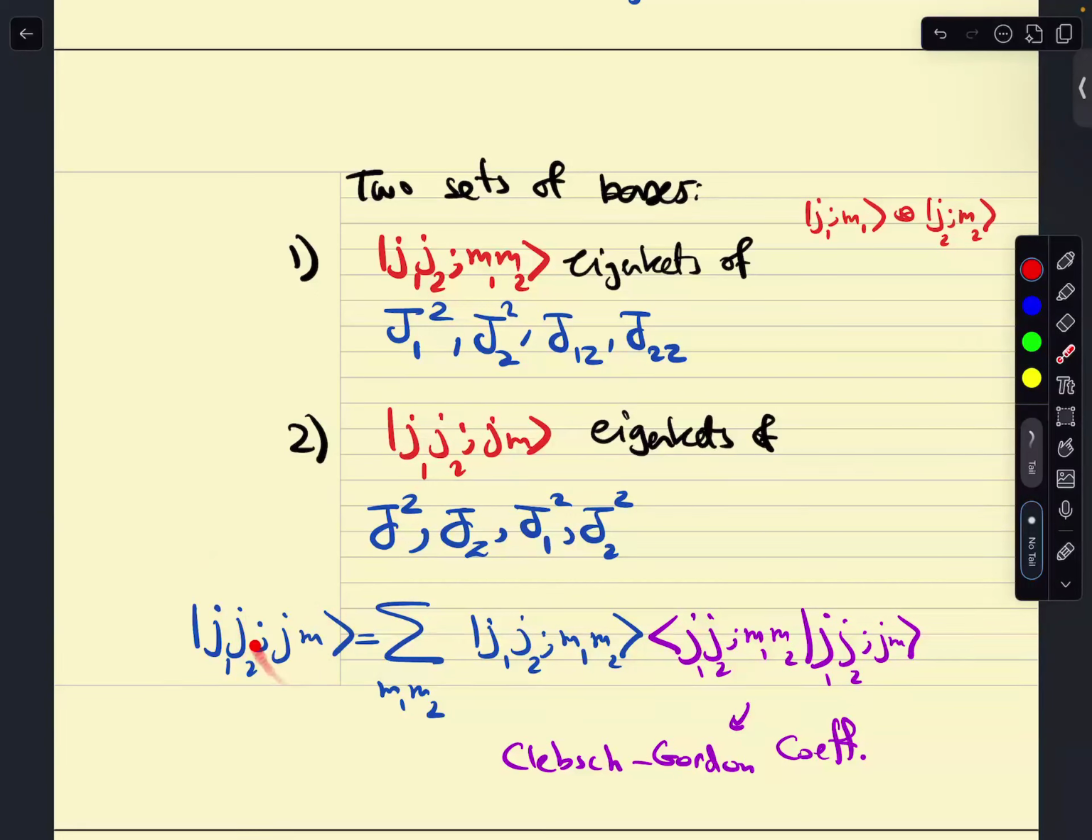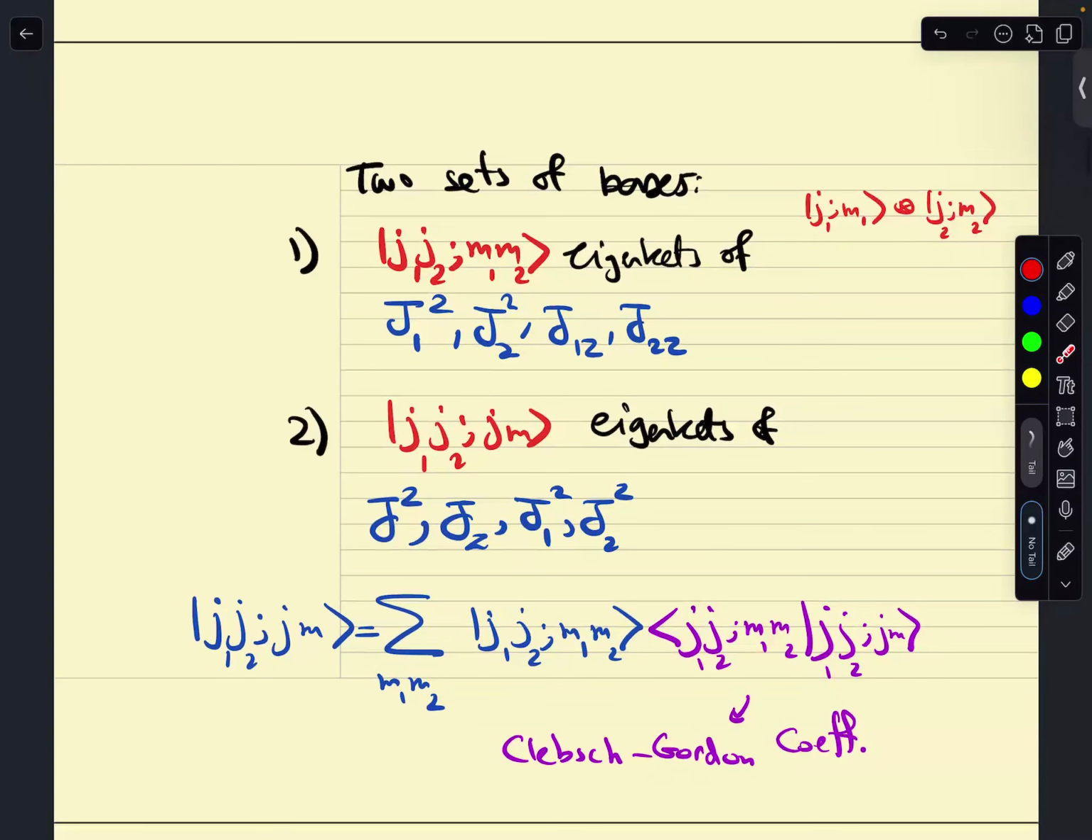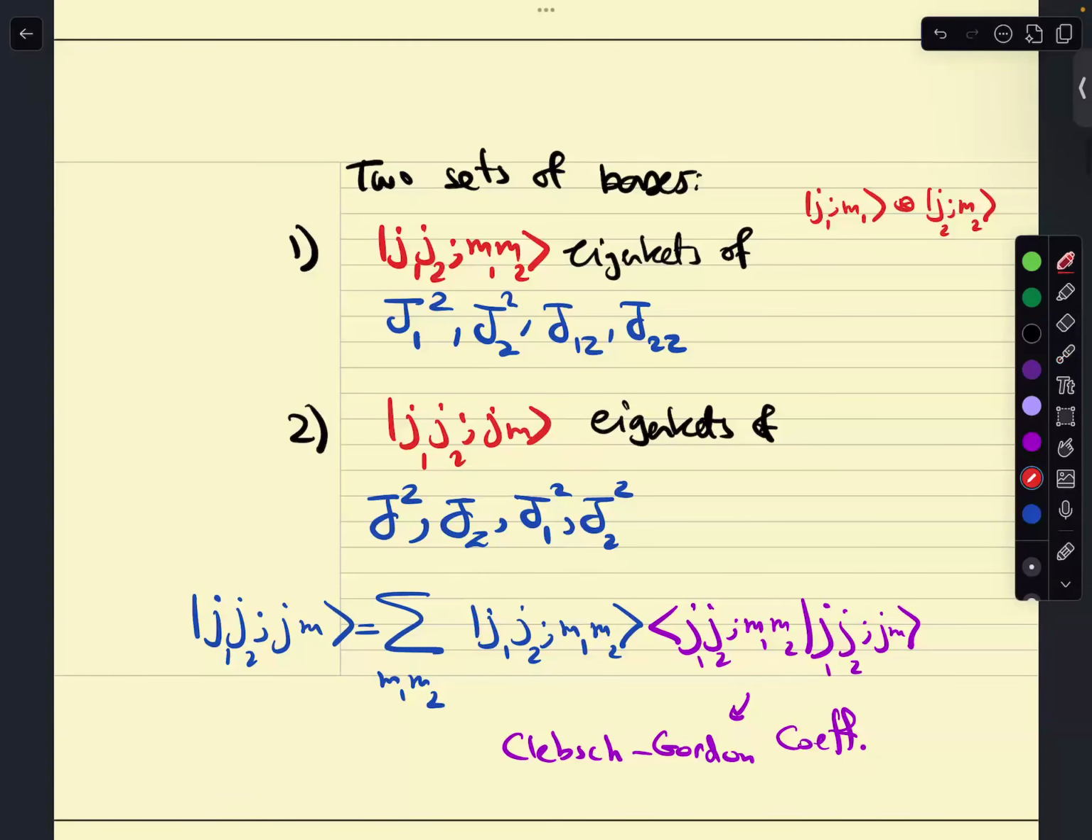So this is how we define it. The unitary that rotates the first basis, the tensor product one, to the second basis is going to be described by these matrix elements. These are called the Clebsch-Gordan coefficients. All I've done is I've inserted a resolution of identity in the middle. Good. Any questions? So these are Clebsch-Gordan coefficients. Sometimes I write CG coefficients.